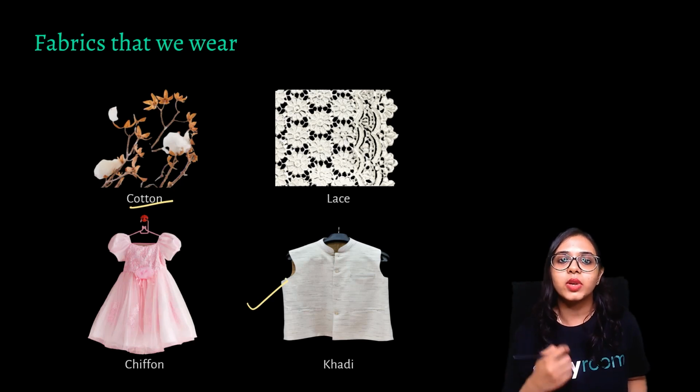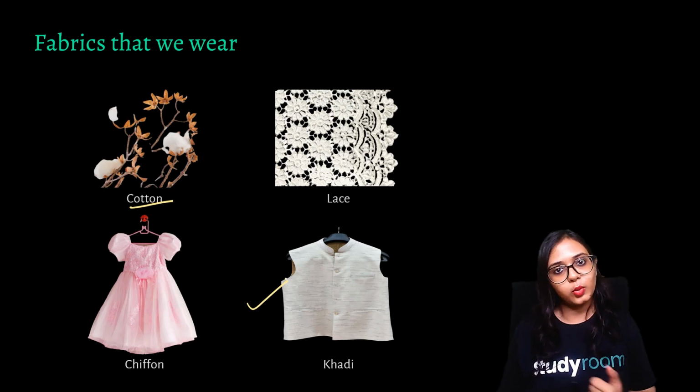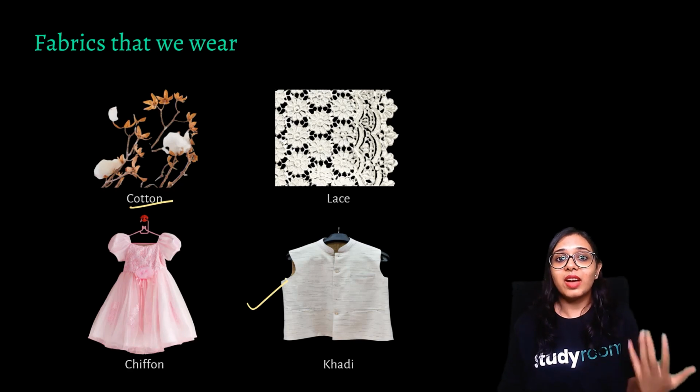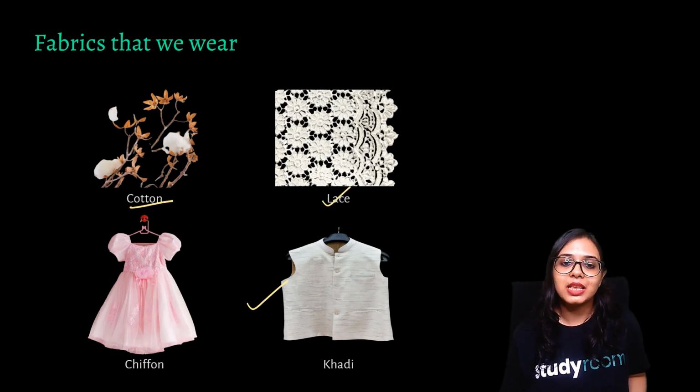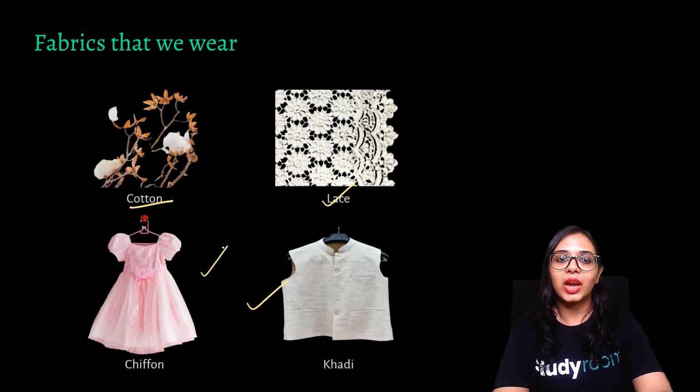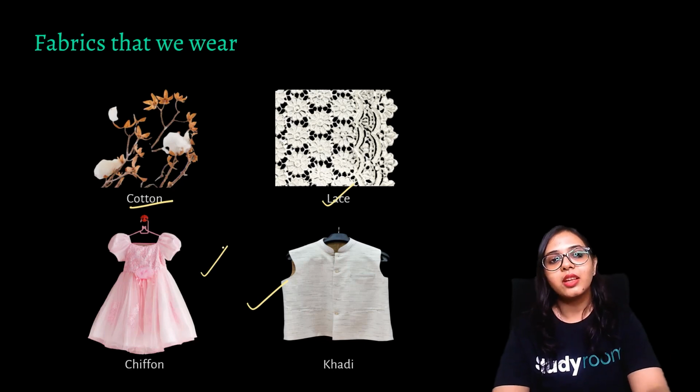There are so many different kinds of material that clothes are made of, depending on our special uses. For example, in summer we prefer to wear cotton clothes. In winter we prefer to wear woolen clothes. Or sometimes when we have to go to a fancy party or a wedding, or somewhere where we have to wear very fancy clothes, we may opt for lace, we may opt for chiffon, sometimes even silk. So there are so many different sorts of fibers from which the fabrics that we wear in our day-to-day use are made.